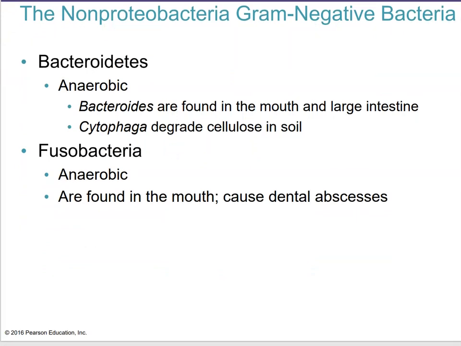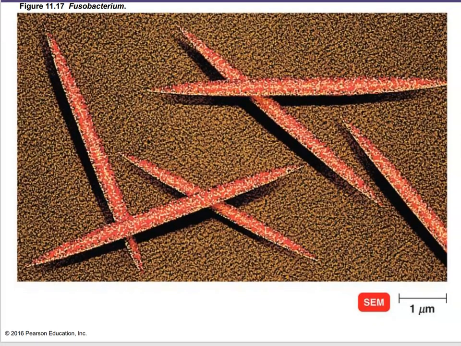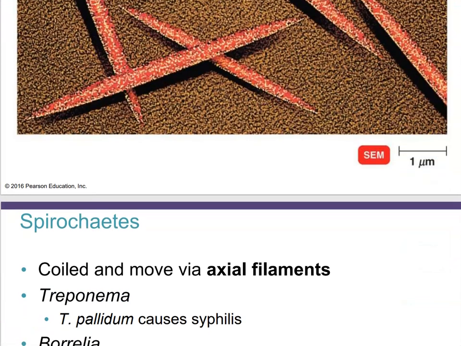They're still gram-negative. We have the Bacteroidetes. These guys are anaerobic, and we have Bacteroides found a lot of times in the large intestine, and Cytophaga. They degrade celluloses in soil, kind of interesting, and Fusobacteria. They are a lot of times in the mouth of your pets, like dog teeth sometimes carry these Fusobacteria. They're also anaerobic, so both of these are anaerobic. Let's take a look at some Fusobacteria. Yeah, pretty cool. They look pretty cool, but not something that we have on a pathogen group.